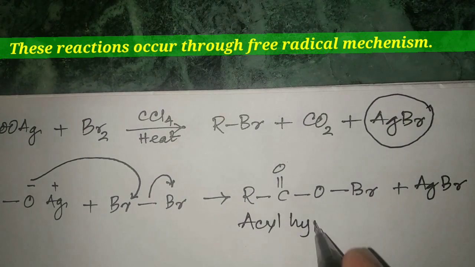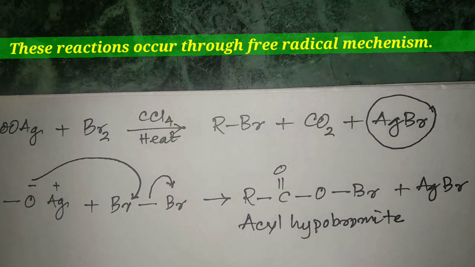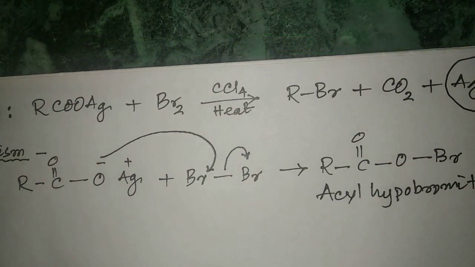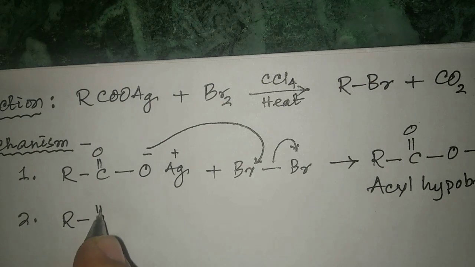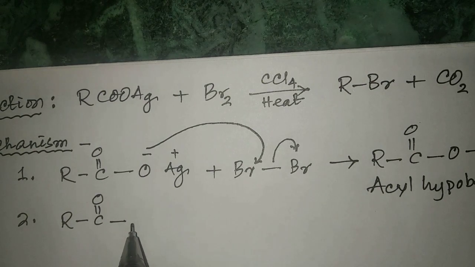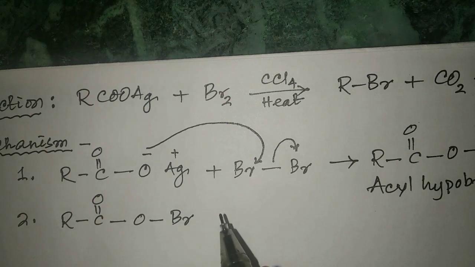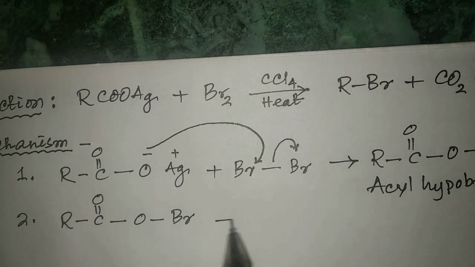Acyl hypobromite. In the next step, this acyl hypobromite molecule, which has been formed in the first step, involves homolytic cleavage at this particular site. The oxygen-bromine bond is homolytically cleaved in the next step.